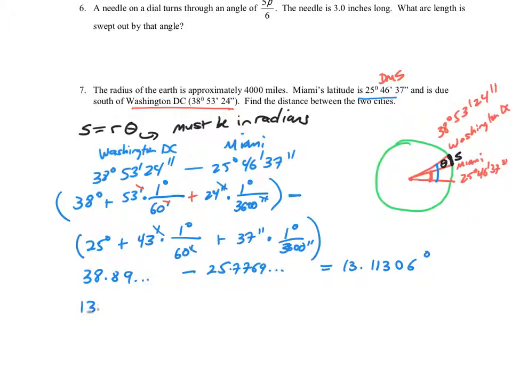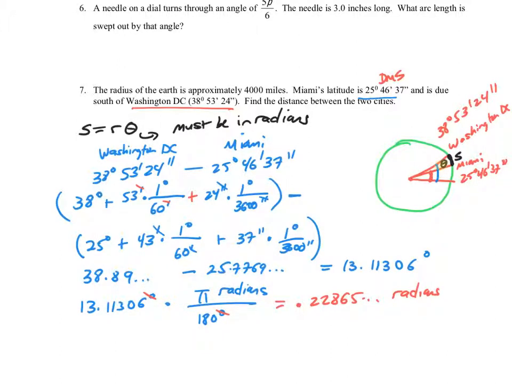But we need to convert that angle into radians. So we have 13.11306 degrees times our conversion factor of pi radians per 180 degrees, and I'm going to put the 180 degrees in the denominator so I can cancel out the degrees in the numerator. If we multiply that out, we get that this angle is 0.22865 radians. That's the angle that we need, this angle right here that we want.